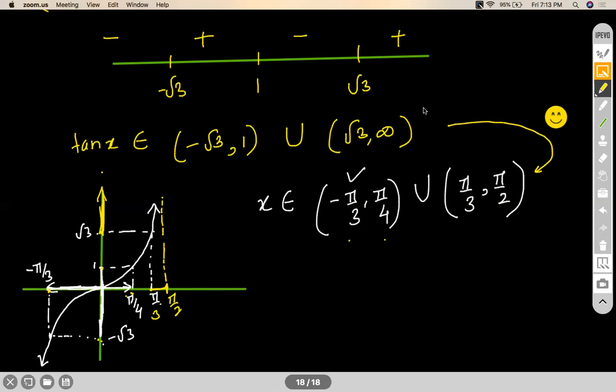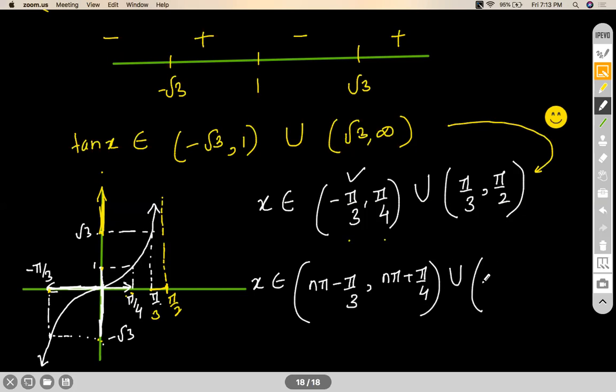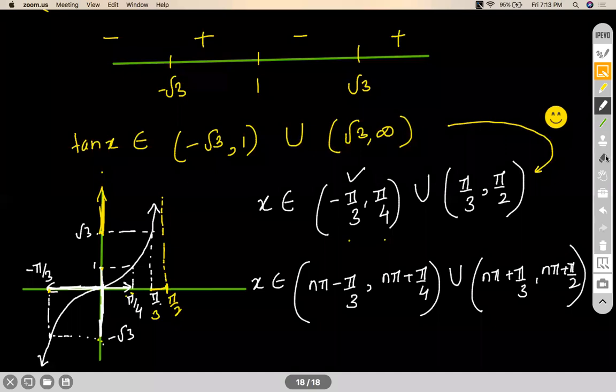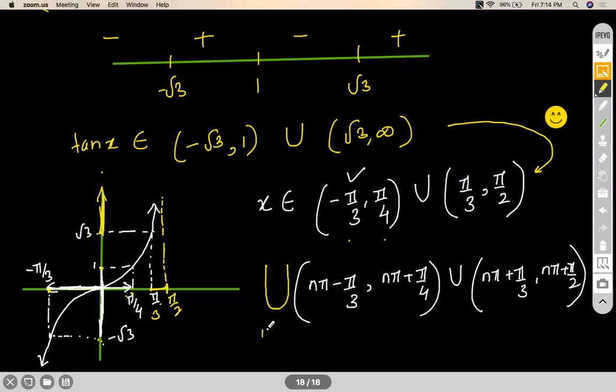Clear, Aryan? Now, all you need to do is just add n pi. Now, don't ask me why I'm adding n pi, because tan is periodic with pi. Tan is periodic with pi. Okay. So union of these values for n belonging to integer. Is this clear, everybody? Any questions, any concerns, please do let me know.